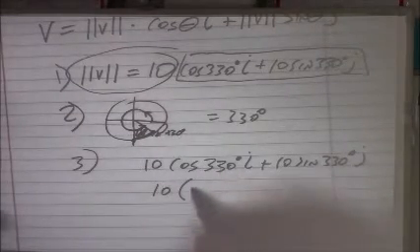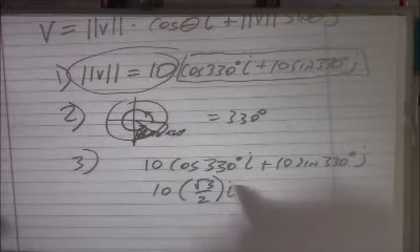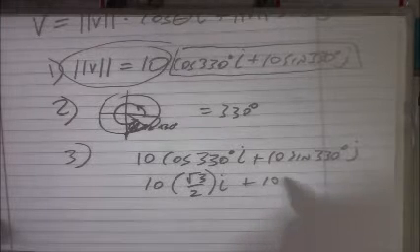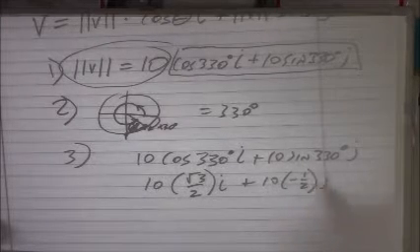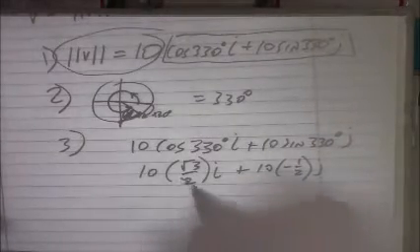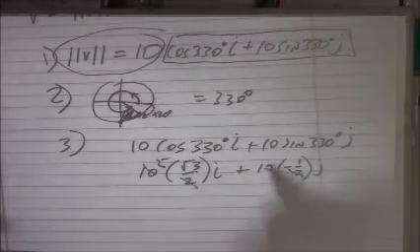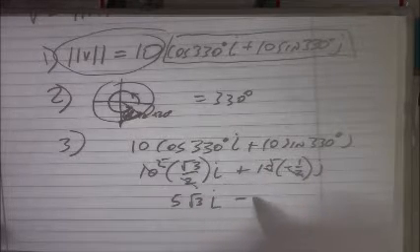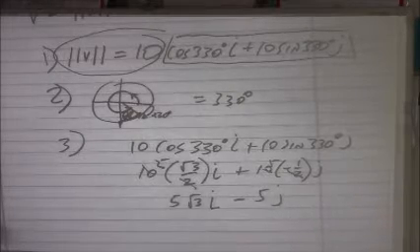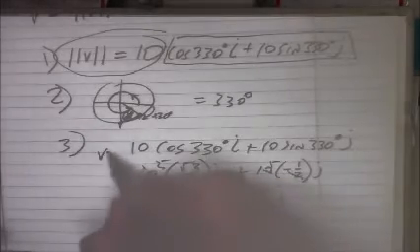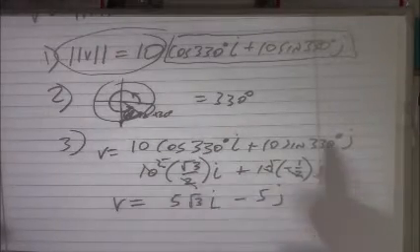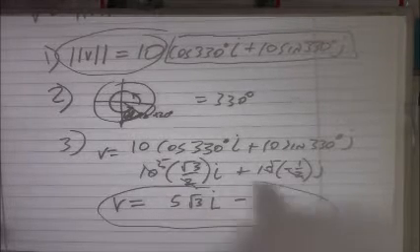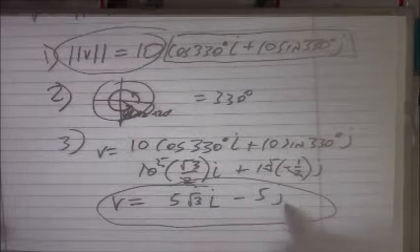So at 330 degrees, the cosine is square root of 3 over 2. And the sine is going to be negative 1/2. So thus, we'll just cancel that out and get 5, cancel that out and get 5, and it's negative 5. So we have 5 root 3 i minus 5j. So the vector is equal to that sort of mess, but once you figure out what the cosine and sine is, you get this vector, 5 root 3 i minus 5j.